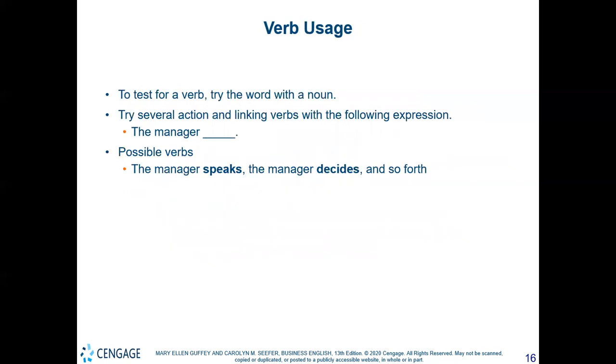Verb usage. To test for a verb, try the word with a noun. Try several action and linking verbs with the following expression: the manager. Some possible verbs you could use: the manager speaks, the manager decides, and so forth. Those are just some examples. If we fill this in, we could put speaks or decides.